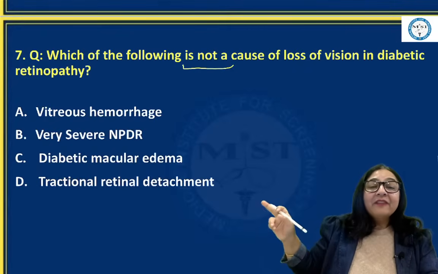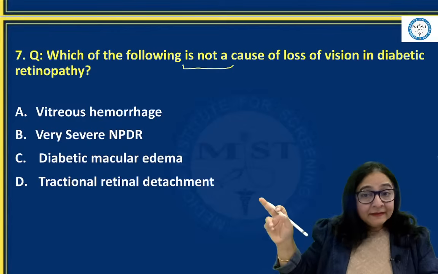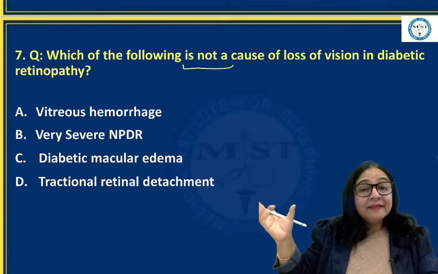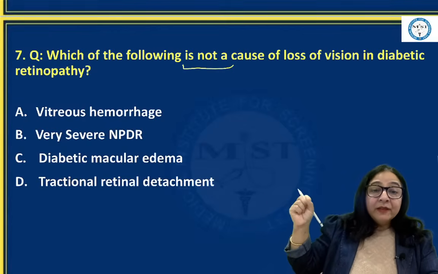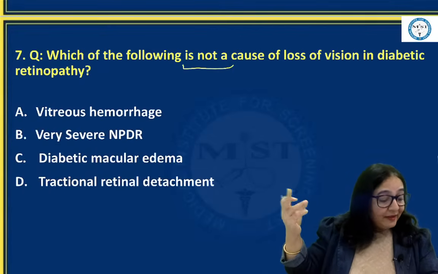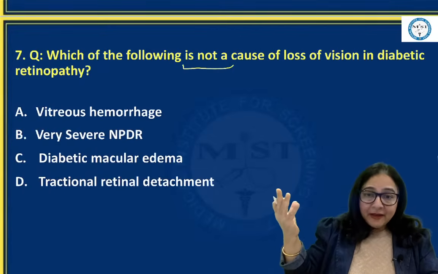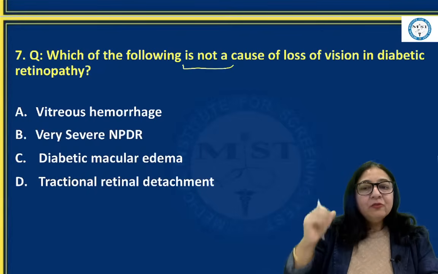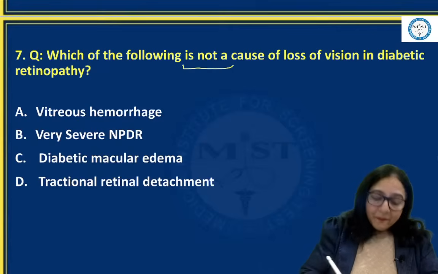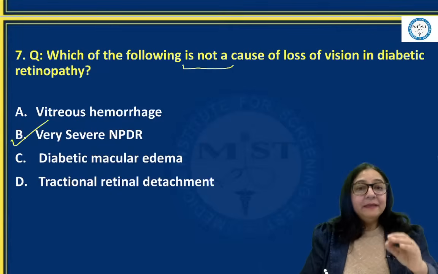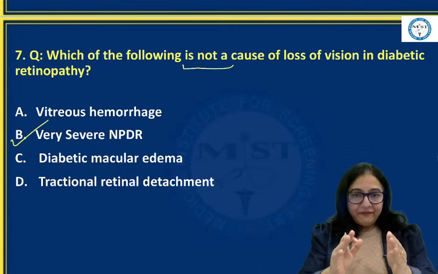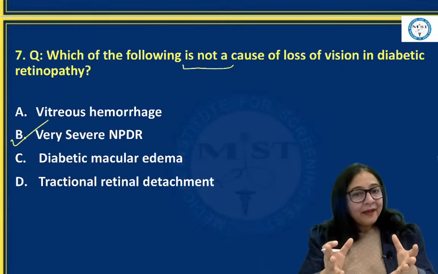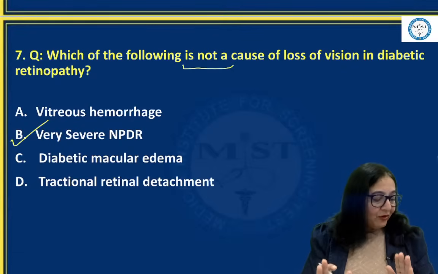Okay, tractional retinal detachment is again a complication of advanced diabetic retinopathy, so there will be decrease in vision. Diabetic macular edema: whenever there is macula which is involved, there is going to be decrease in vision. But very severe NPDR itself, if there is no macular edema, it will not cause loss of vision.